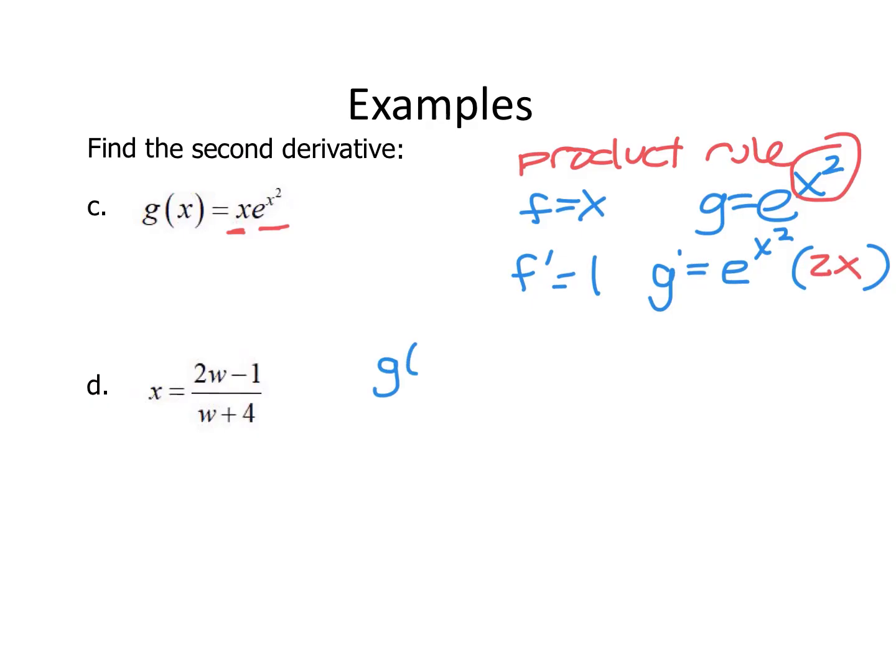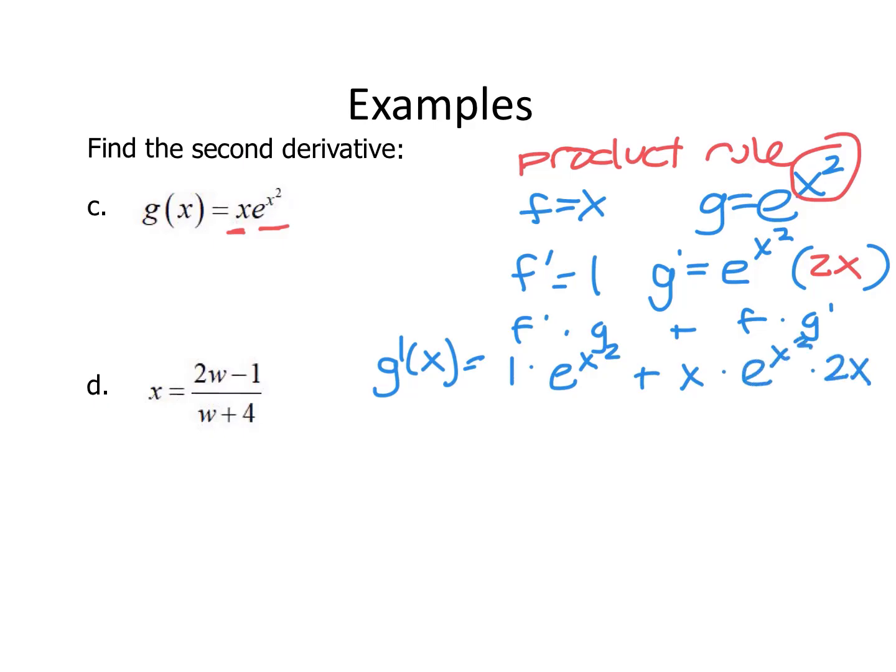So my g prime of x is going to be f prime times g plus f times g prime. So this is going to be 1 times e to the x squared plus x times e to the x squared times 2x. So I'm going to clean this up because I need to take the derivative again. So I'm going to have e to the x squared plus 2x squared e to the x squared. This is my g prime of x.